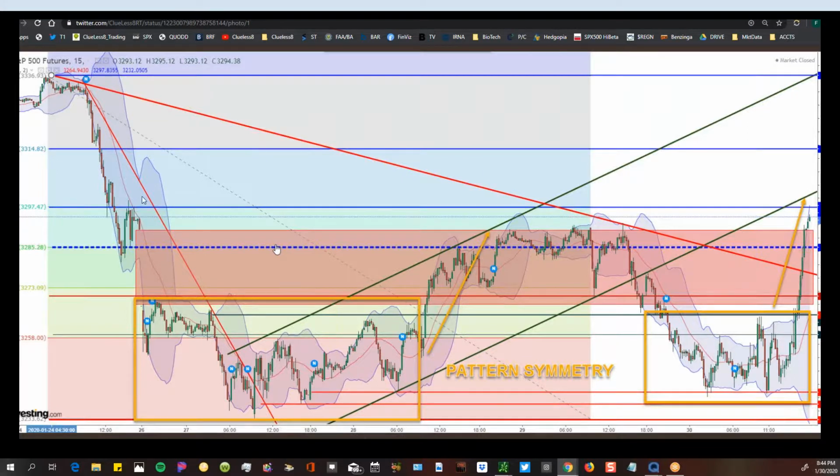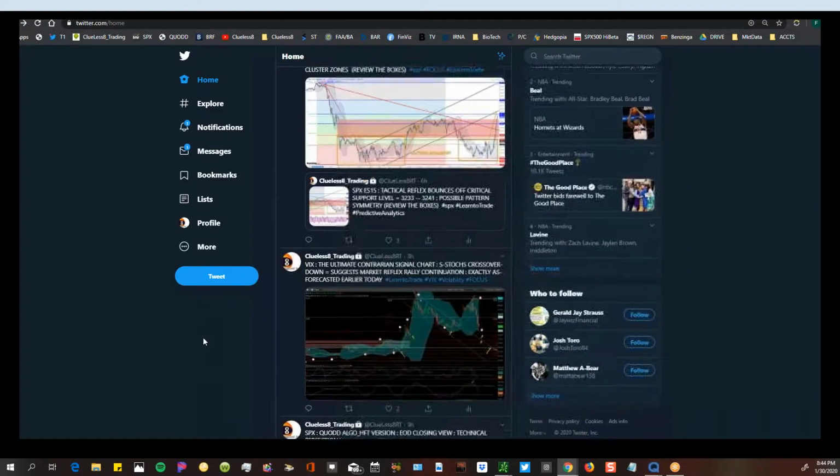Okay. So this is the pattern symmetry that I identified, just to repeat. And I said that if this holds, this is what's going to happen. And it's exactly what happened. And if we get into this zone tomorrow, I'm sure there's going to be some selling around this level here, then the market is going to go back to its old highs that it printed earlier this week. So that's the end of the day.